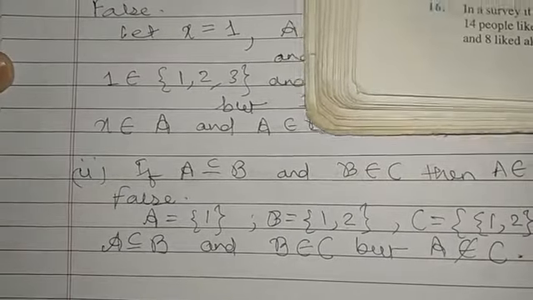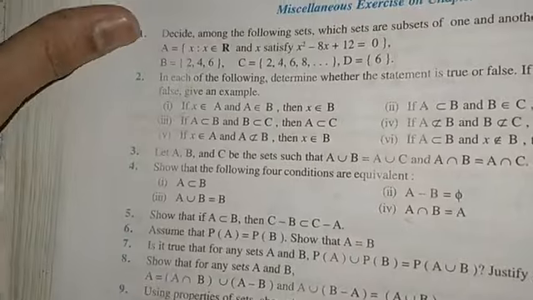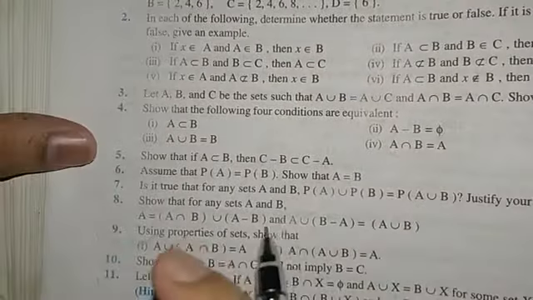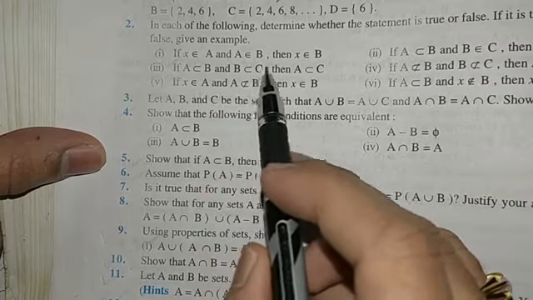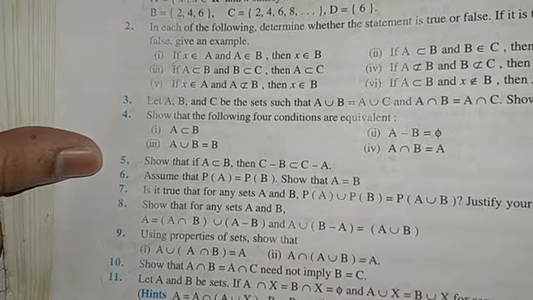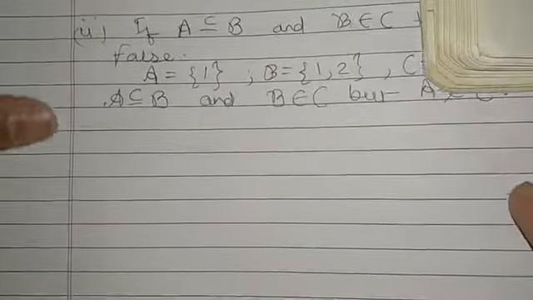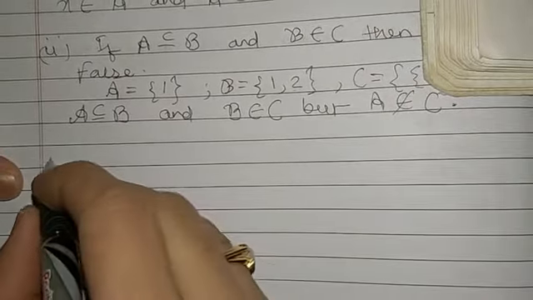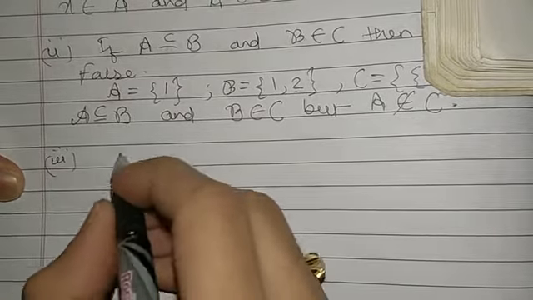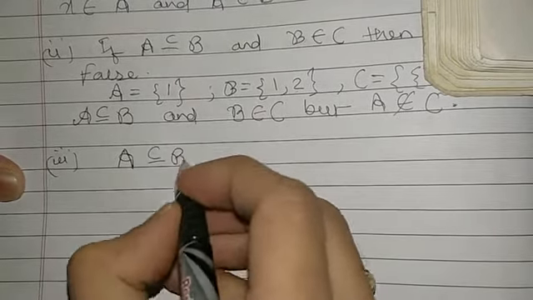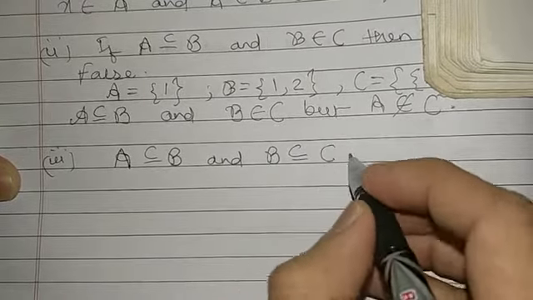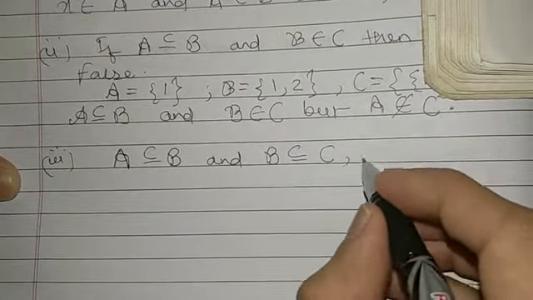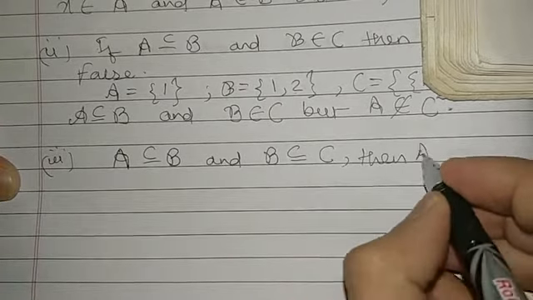Now let us go to the third problem. The third problem is: if A is a subset of B and B is a subset of C, then A is a subset of C. So let us look at that. The statement is A is a subset of B and B is a subset of C, then A is a subset of C.